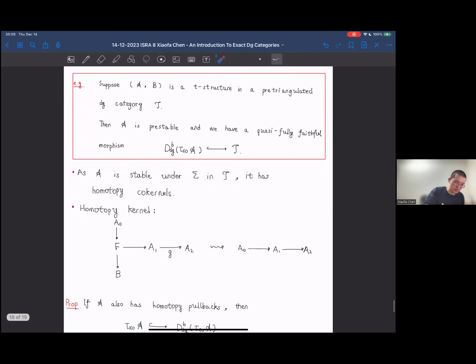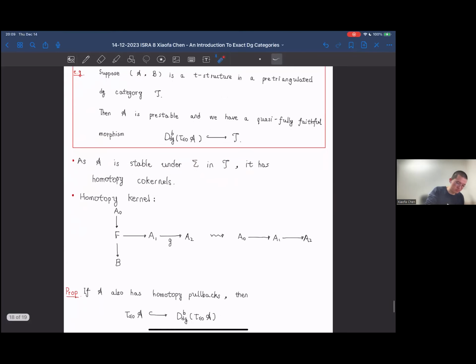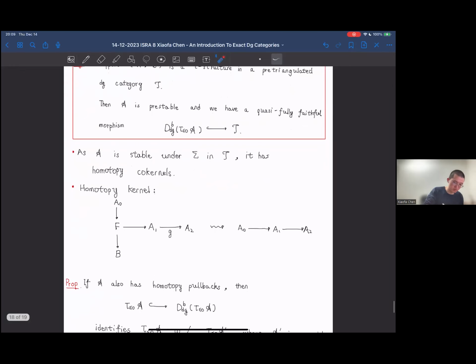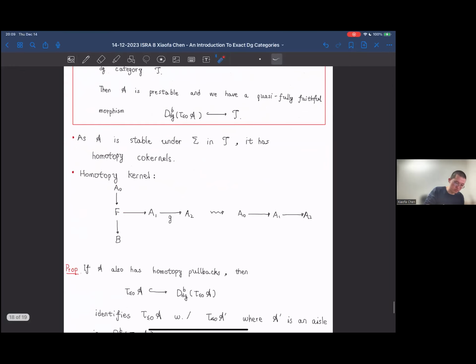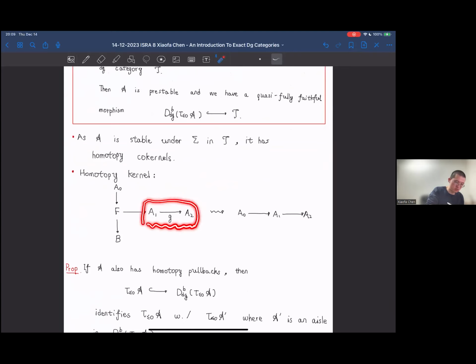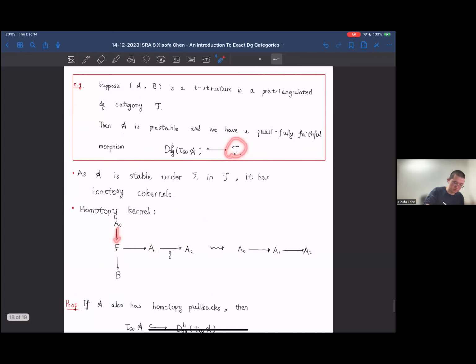Because A is stable under shift and the suspension in the pre-triangulated category T, it automatically has homotopy kernels. At the level of homotopy kernels, starting from a morphism in this DG category A, we can form the shift inverse of the mapping cone, and in the pre-triangulated DG category T we use this T-structure. So this is in A and this is in B.